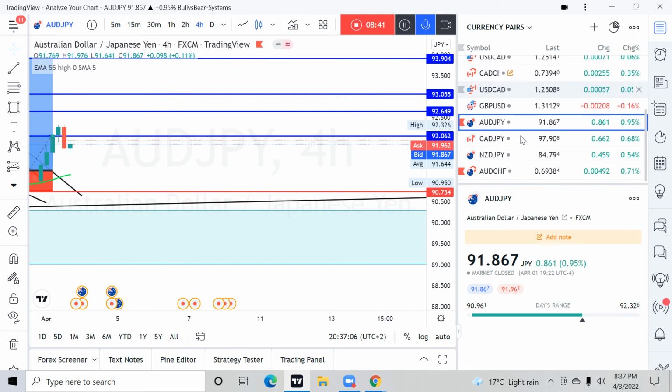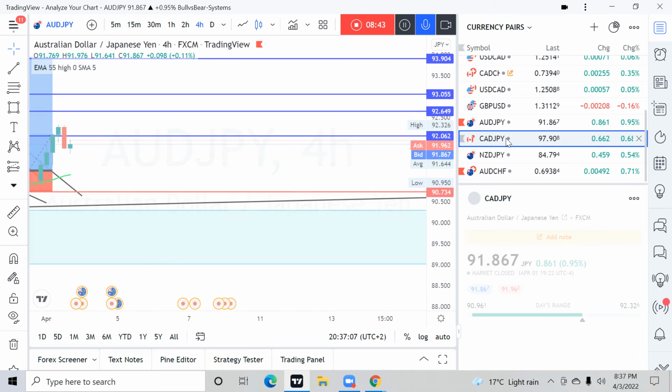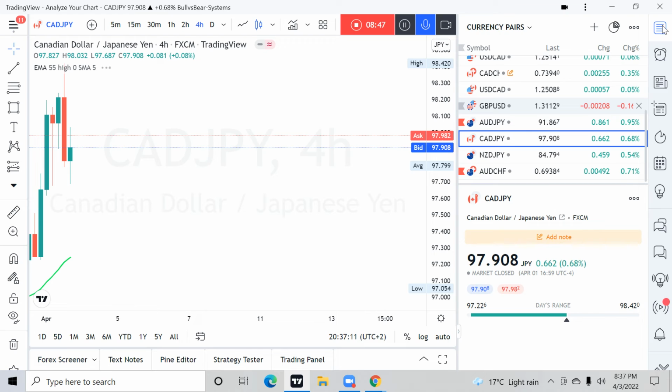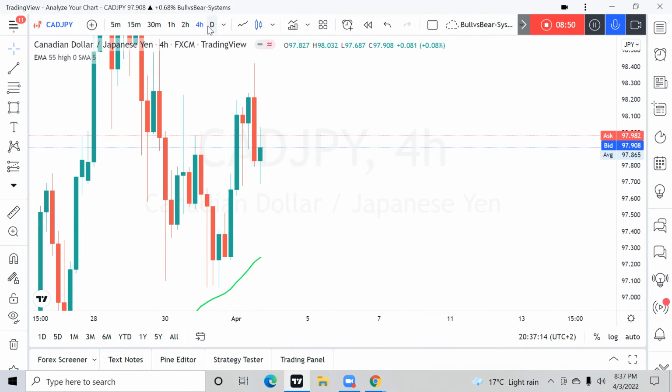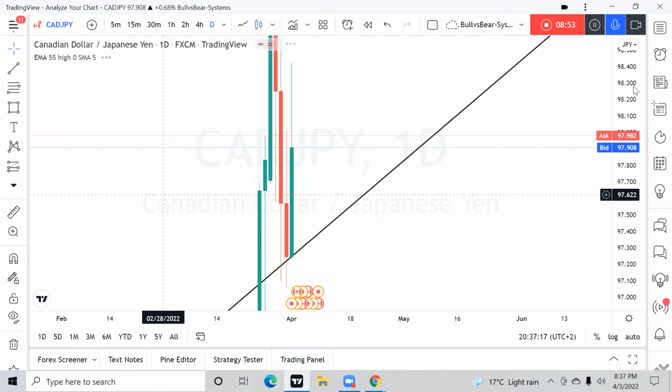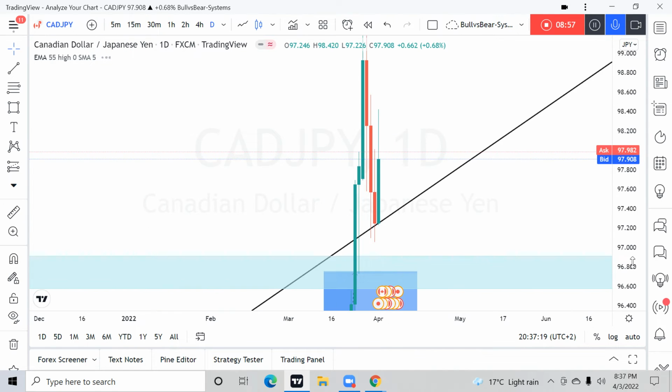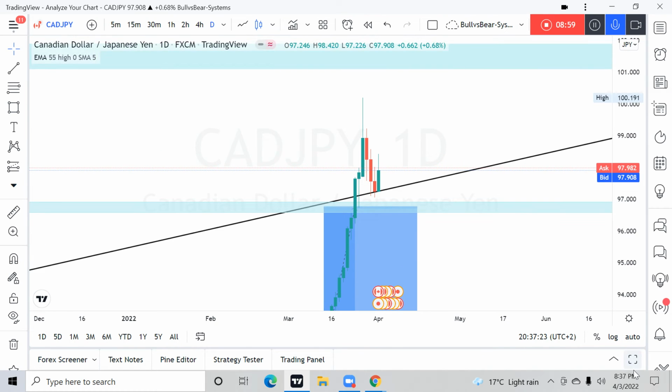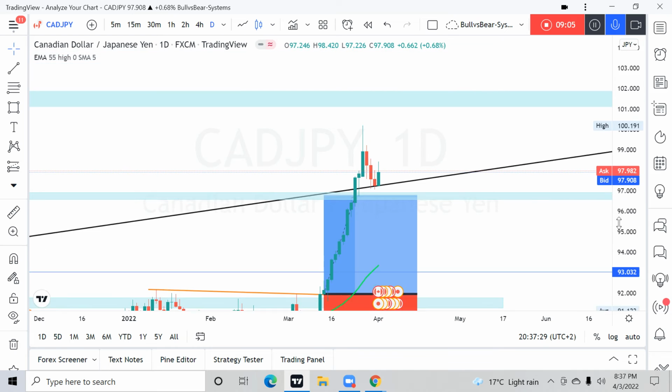Then on CADCHF this week, let me check the buyers on the 4 hour time frame, or 4 hour perspective. Let me start from the daily time frame to the lower time frame. So CADCHF is retesting our previous resistance, which was broken sharply from this impulse.